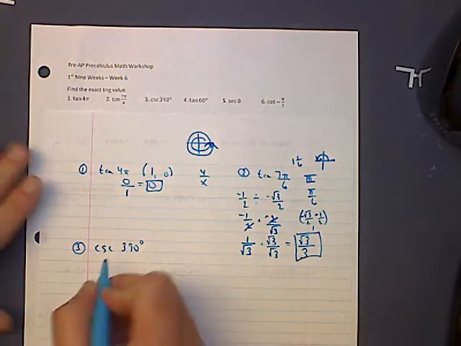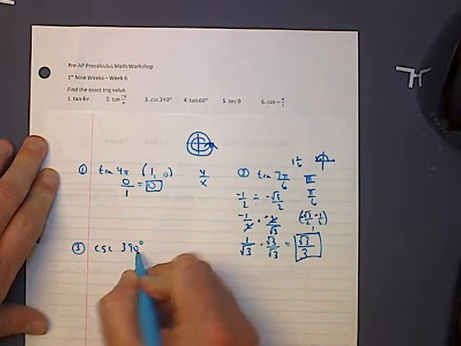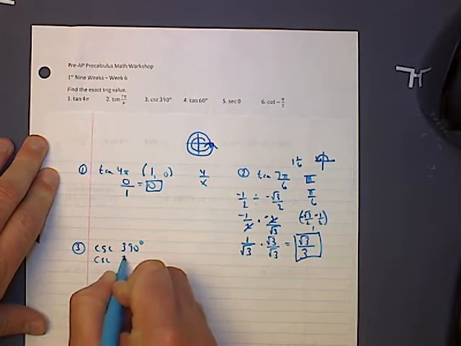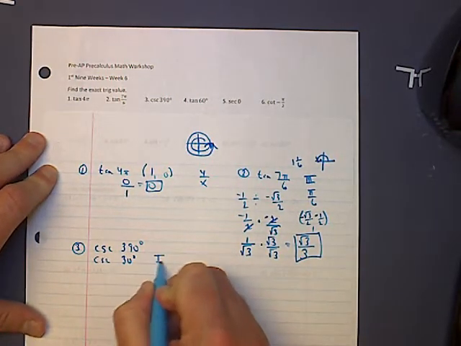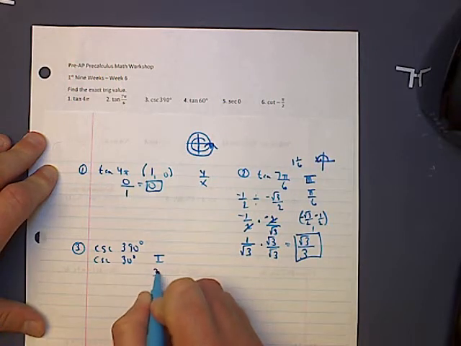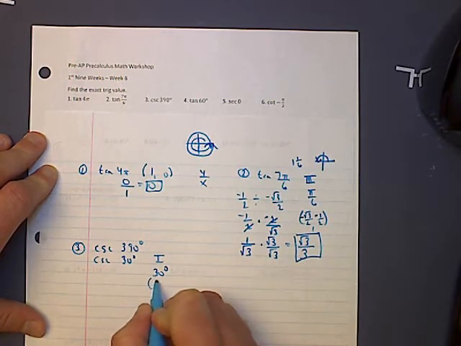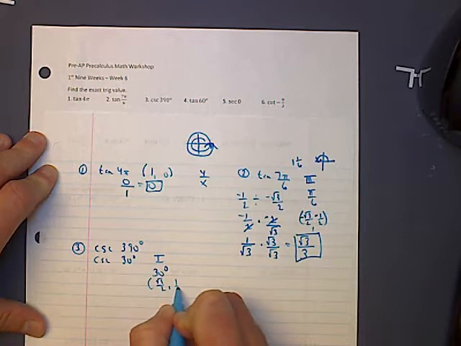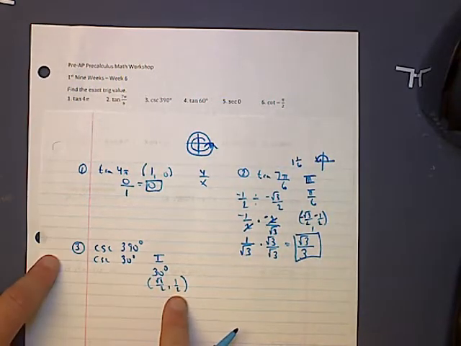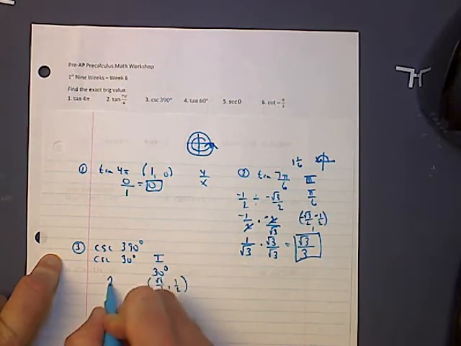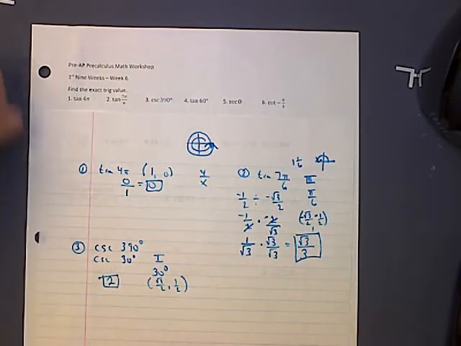I hope you said subtract 360. Yes, I subtract 360 and I get 30 degrees. So I'm really working with 30 degrees. That is in quadrant 1, so of course it is the reference angle. That is square root of 3 over 2 and 1/2. Cosecant is the reciprocal of sine. Sine is your y value. The reciprocal of that is 2. My answer is 2.